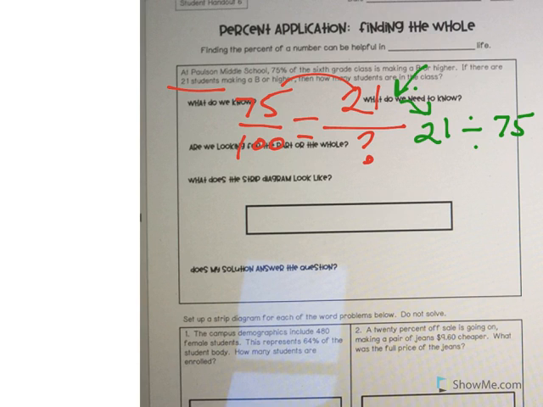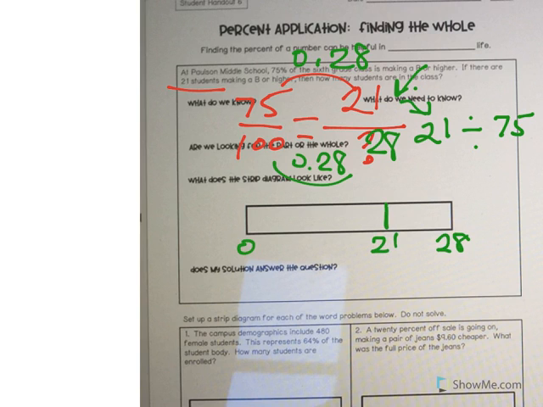We're dividing 21 by 75, and that gets us 0.28. And what we do on the top, we do on the bottom. So 100 times 0.28 is 28. You could also draw this wonderful little diagram, 0, and the whole is 28. And then we have 21 students who make a B or higher. So all these students get a B or higher. That's how that would look, okay? Now, that wasn't so hard, was it?